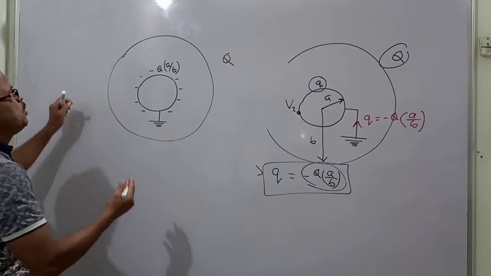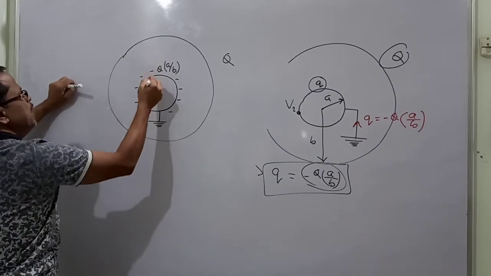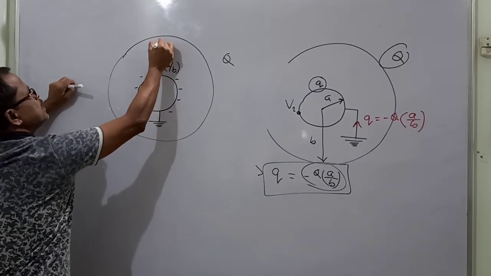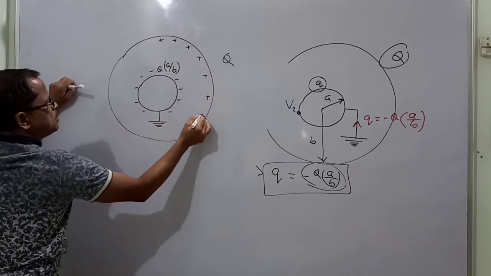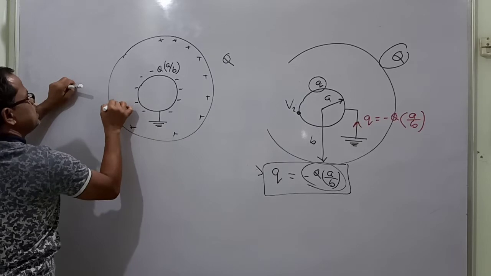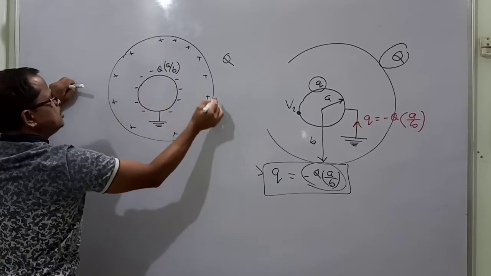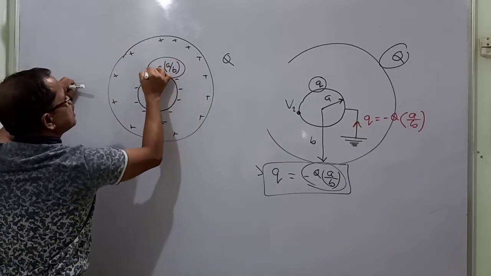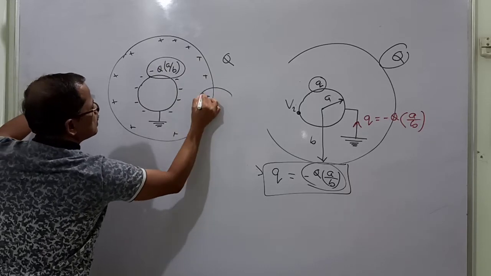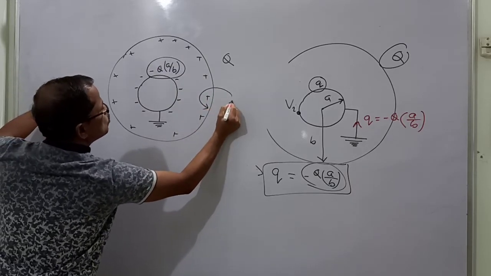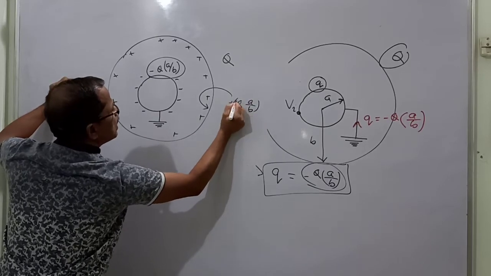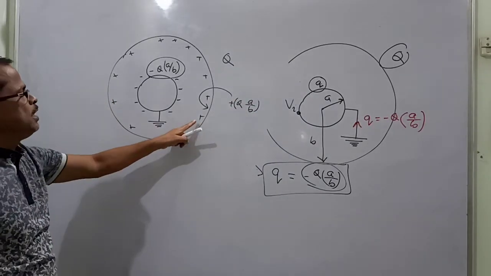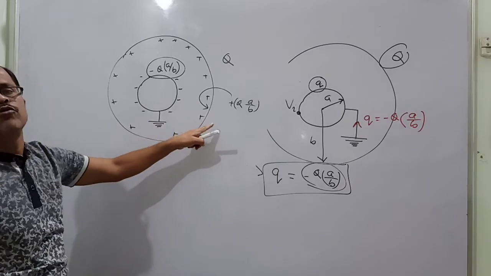According to the principle of induction, if minus Q A by B charge is here, then how much charge will be induced on the upper surface? The amount of charge will be equal to plus Q A by B. This is the charge appearing on the inner surface of the outer sphere.